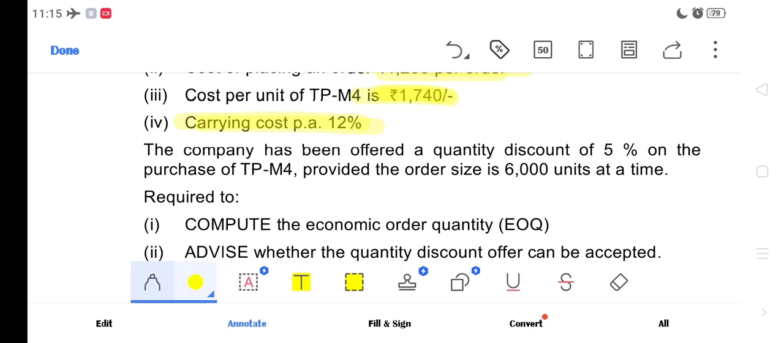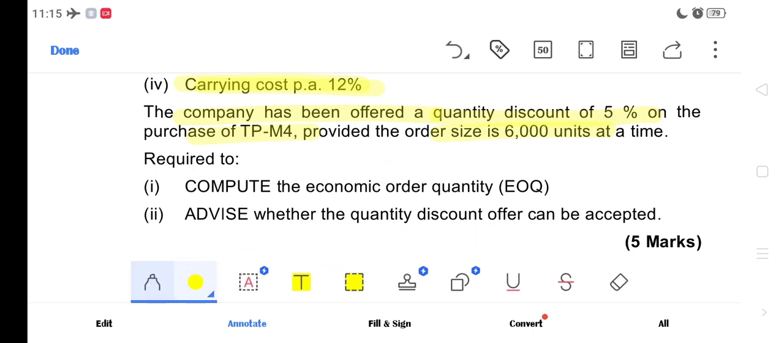So the company has been offered a quantity discount of 5% on the purchase of this material, provided the order size is 6,000 units at a time. So they're asking about EOQ, economic order quantity, and advise whether the quantity discount offer can be accepted or not. To advise, first of all we need to find out economic order quantity and what is the total cost incurred when using this, and you have to see this quantity discount also, for what is the cost. If quantity discount is accepted, then we compare both and we advise whether it can be accepted or not.